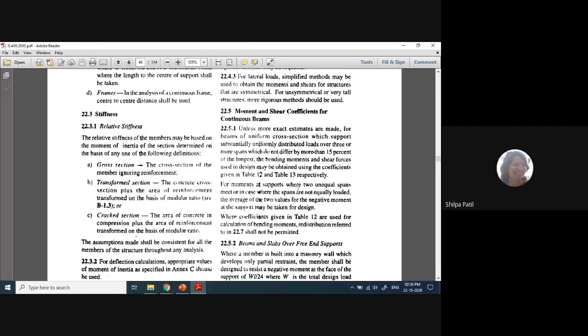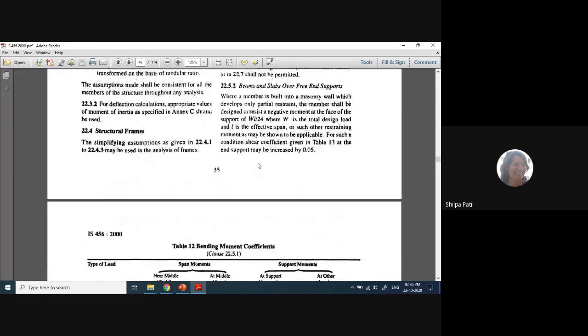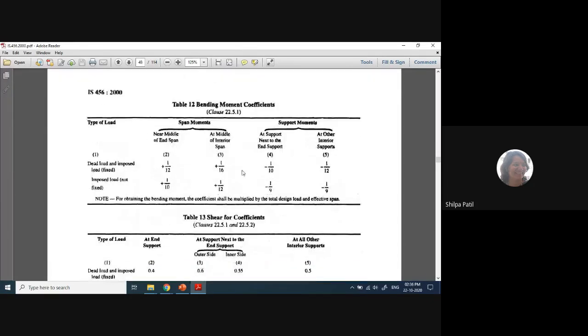Yes, ma'am. So now this clause, what is the empirical method? The empirical method is given in this table. Refer first now to Table 12, which is given on page number 36. Okay, what is given in Table 12? It actually gives us the coefficients which can be used to find out the span moments.